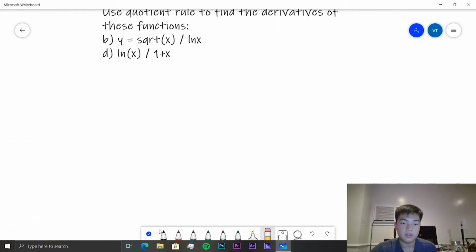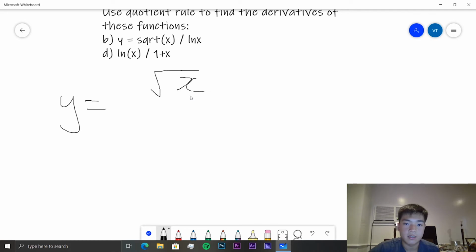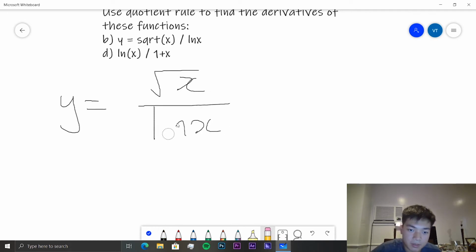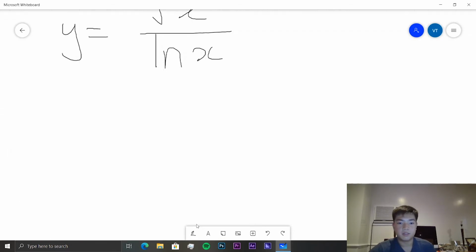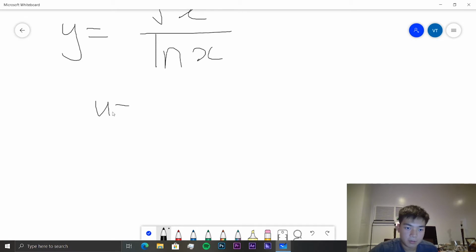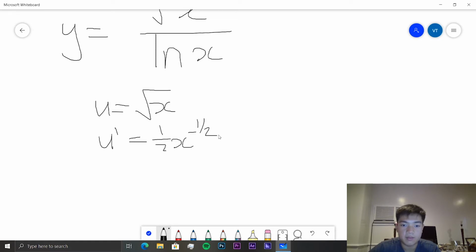So let's do the first one, where we have y is equal to root x over ln x. I keep on drawing this wrong. So, quotient rule, well, we know u is equal to root x. U prime is equal to 1/2 x to the negative 1/2. V is equal to ln x, and v prime is equal to 1 over x.